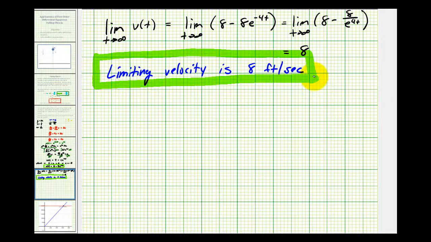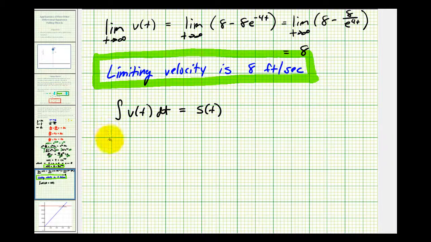Now for the next part, we're asked to determine when the object is going to hit the ground. To do that, we want to find the position function. Well, remember, the velocity function, or v of t, is the derivative of the position function, which means if we integrate the velocity function with respect to t, we will be able to find the position function.